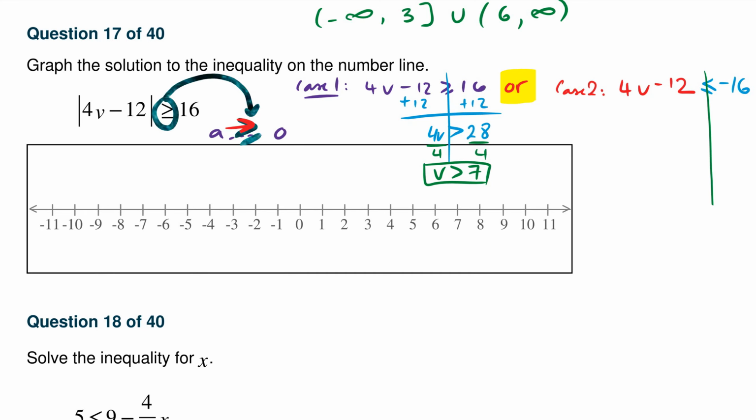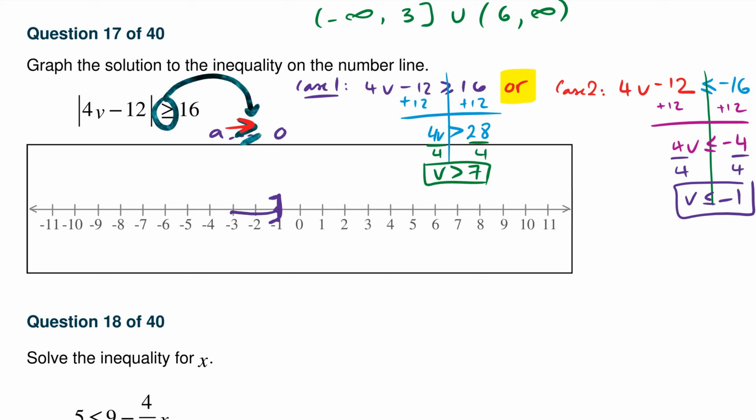We continue to isolate the variable. So what I'm going to do is add 12 on both sides. That will give us 4v less than or equal to negative 4. Then we divide by 4 on both sides. So v less than or equal to negative 1. At negative 1, there's an equal sign, so we're going to make a bracket.